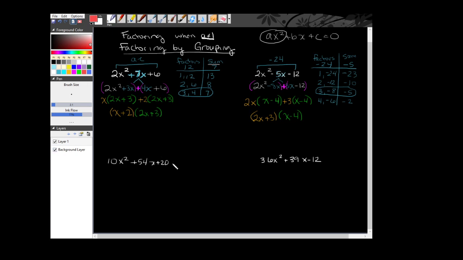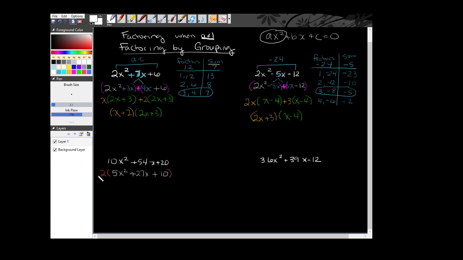Now these values are all even, so I know they're all divisible by 2. I'm going to see if that 2 is quite enough for us in terms of factoring. So 10x squared divided by 2 is 5x squared. 54x divided by 2 is 27x. And 20 divided by 2 is 10. 5 is prime, and 27 is not divisible by 5, so I did find my proper GCF.